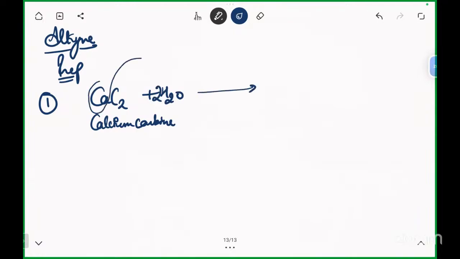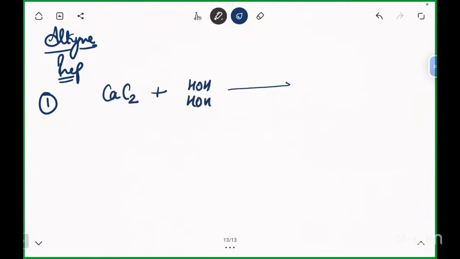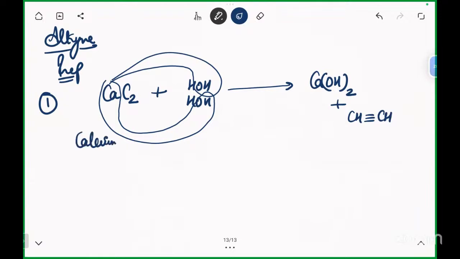CaC2 plus two molecules of water. See, one Ca will take one OH, and the second OH also forms Ca(OH)2, that is calcium hydroxide. The remaining carbon along with these two hydrogens forms CH triple bond CH. This is the easy method from calcium carbide.